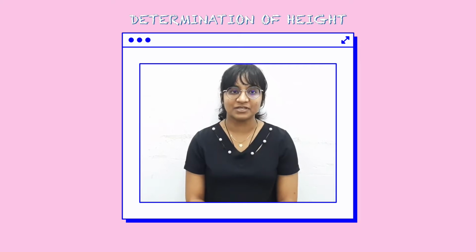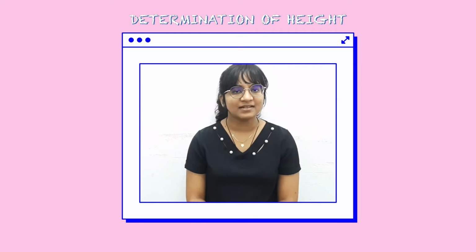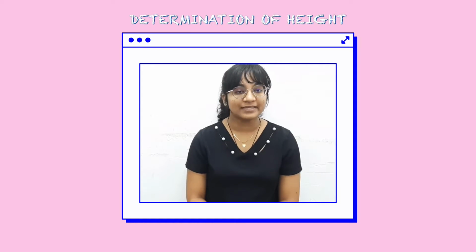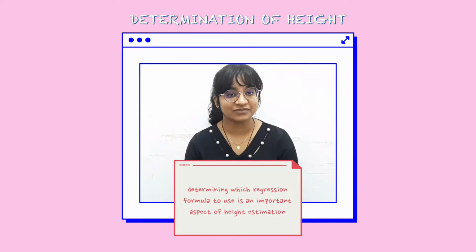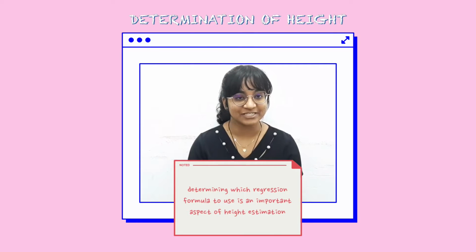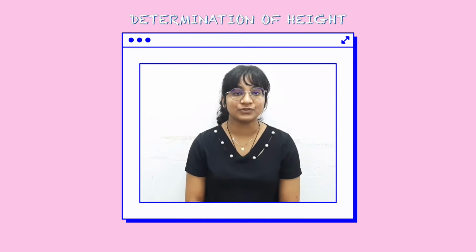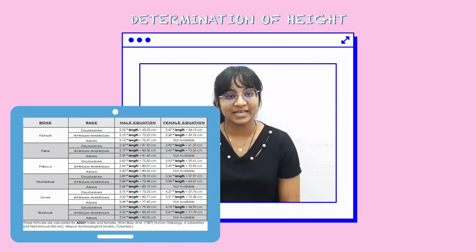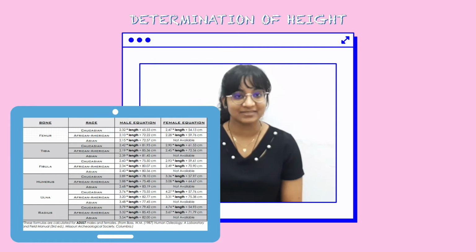Since height is variable among populations and sexes, there are different regression formulas for different populations. Therefore, determining which regression formula to use is an important aspect of height estimation. It is necessary to know the individual's population and the individual's sex when selecting a formula. There are tables like these to calculate height that forensic anthropologists use as reference.